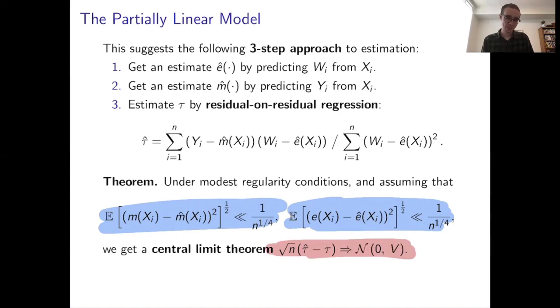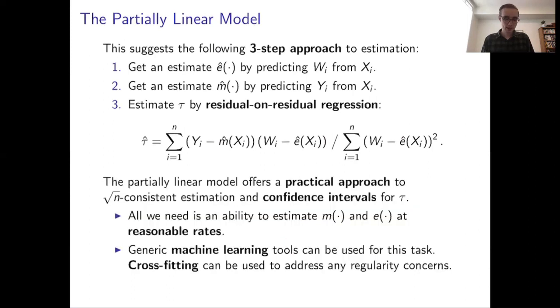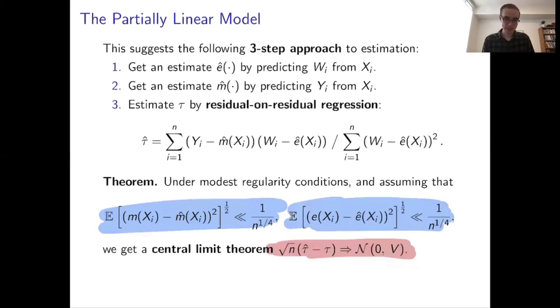So even though these might have n to the minus one fourth scale errors, this will be accurate on the 1 over root n scale. So it'll be an order of magnitude more accurate. In terms of details, the conditions are essentially the same as what we had for AIPW, which is here. I said you needed some modest regularity conditions. What are those regularity conditions?